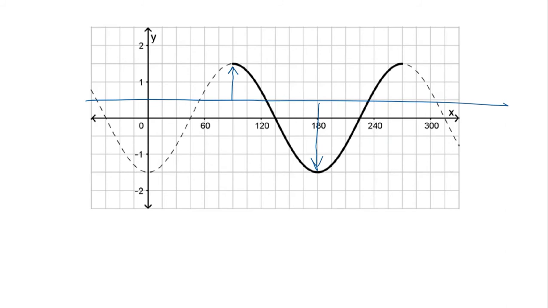So that's something you can think about when you're drawing in the zero line. So the zero line is actually here, because now I'm 3 squares up and 3 squares down. So the zero line is on the x-axis.